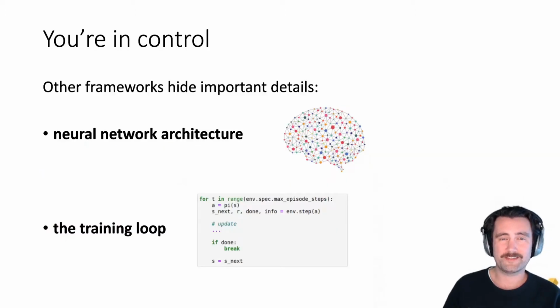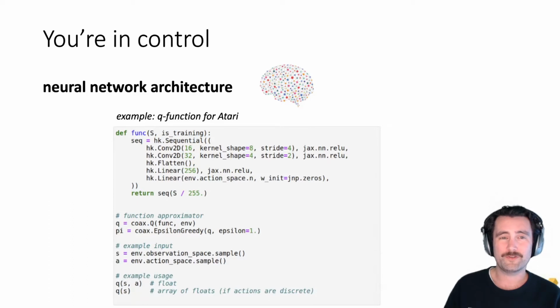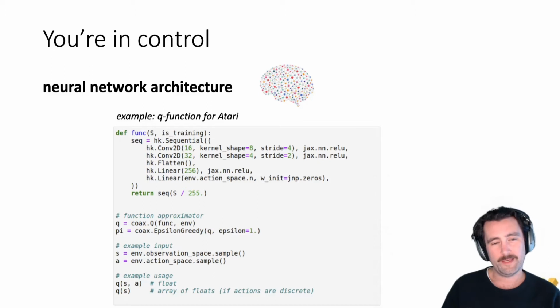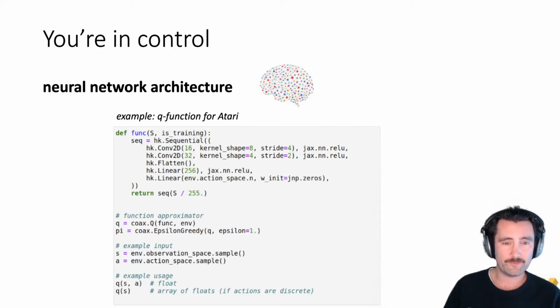Now, coax has a slightly different design from other RL frameworks, and we'll just highlight two. One is the neural network architecture, and the other one is how we deal with the training loop. So the neural network architecture is a first-class citizen in coax. And here's an example of the actual Q function that we use to play Atari video games. It's just a couple of convolutions and then some fully connected layers. And you see it's fully transparent what's going on here. We basically just define the forward pass function called func here. And then the Q function just takes that forward pass function and turns it into something that we can actually use as a Q function.